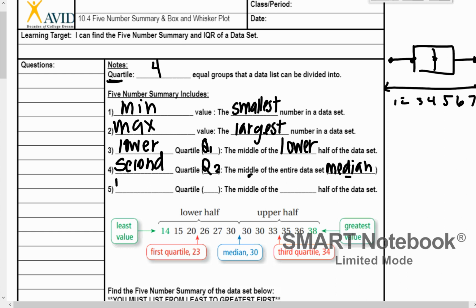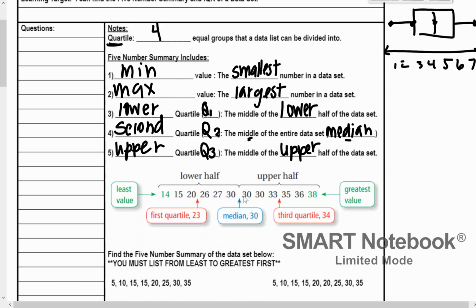Then we have our third quartile, or our upper quartile. That's Q3. And this is the middle of the upper half of our data set. So we have Q1, Q2, Q3, min, and max. Those are our 5 numbers that our 5-number summary includes. All right, the very first step is always to order it from least to greatest. So you'll notice this list right here is already least to greatest, least value, greatest value. So this least value is our min. This greatest value is our max.